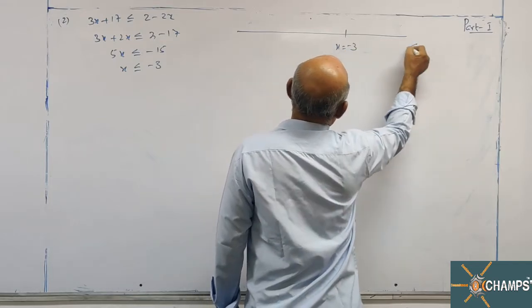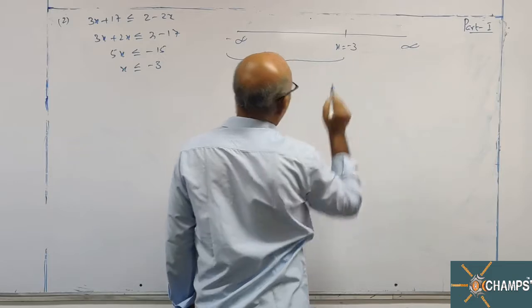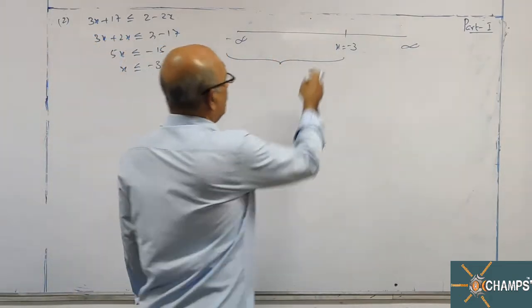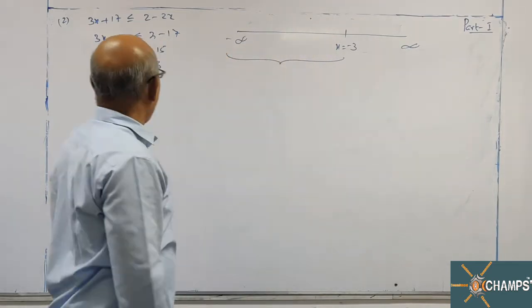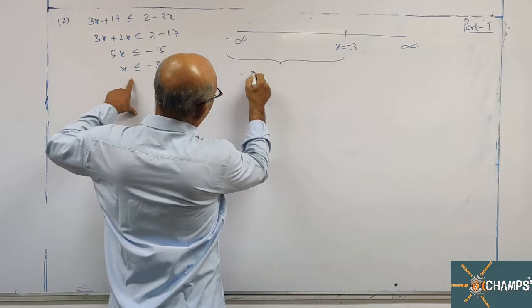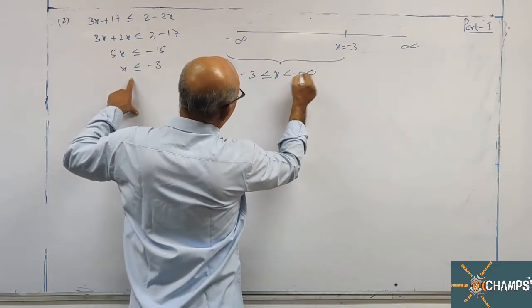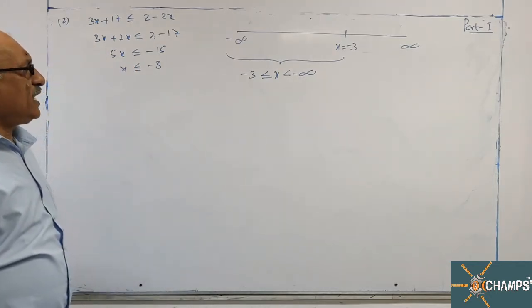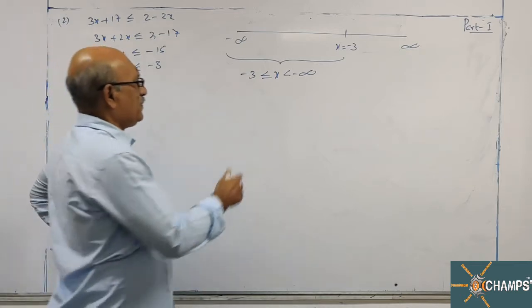x is equal to minus 3, plus infinity, minus infinity. On the left hand side area you have to consider values less than minus 3: minus 4, minus 5, minus 6, minus 7, up to minus infinity. So the equal to sign is there. How to write? Minus 3 less than or equal to x, x less than minus infinity.